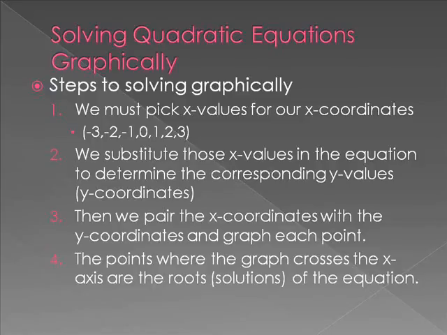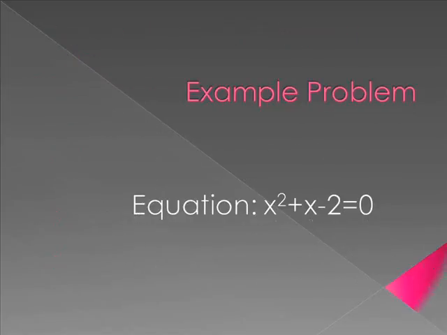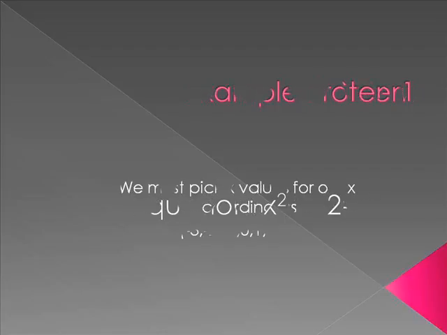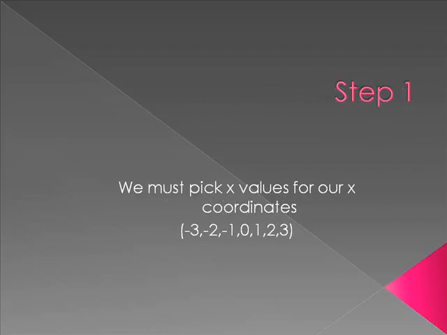And then I'm going to look at the graph after connecting the dots to see exactly where the graph crosses the x-axis. Wherever it crosses the x-axis are the roots or solution to my equation. So let's try these steps within an example problem. Our example equation will be x squared plus x minus 2 equals 0. So let's apply our steps to see if we can solve this example equation graphically.